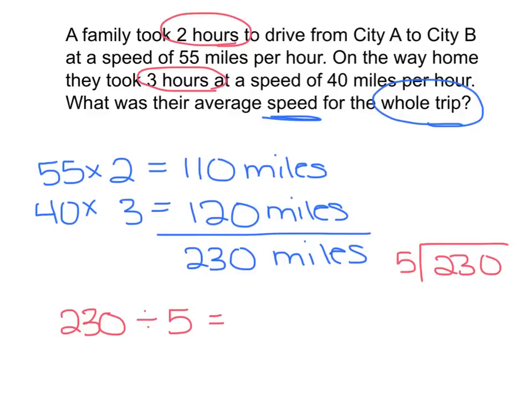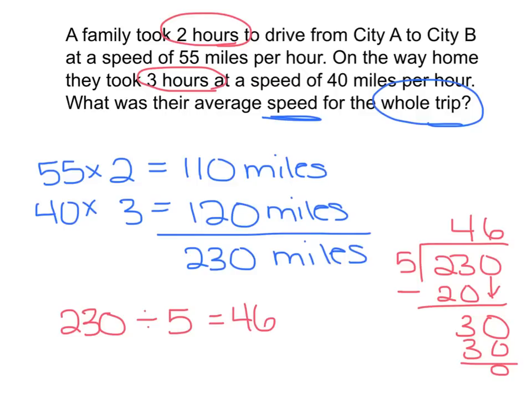230 divided by 5 goes in 4 times, which is 20. Bring down the 0. 5 goes into 30 6 times. 5 times 6 is 30 with no remainder. So your answer is 46. So the average speed of the whole trip was 46 miles per hour.